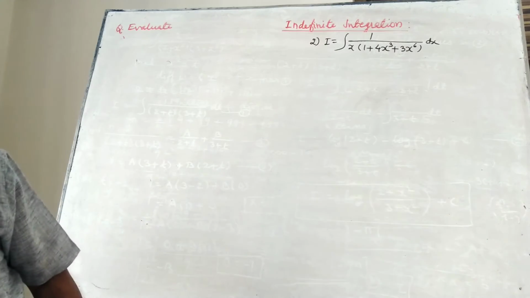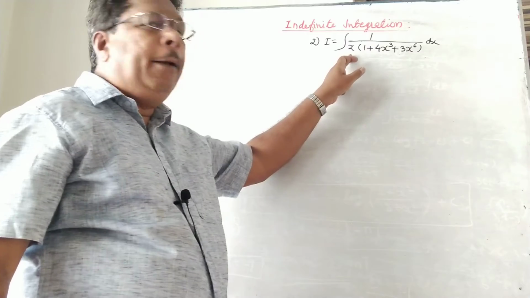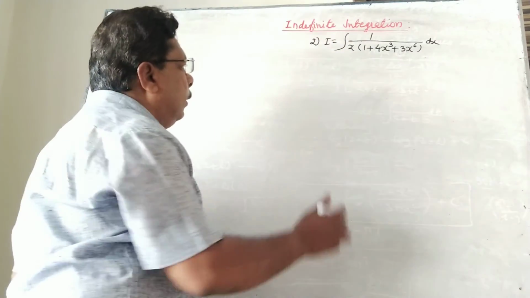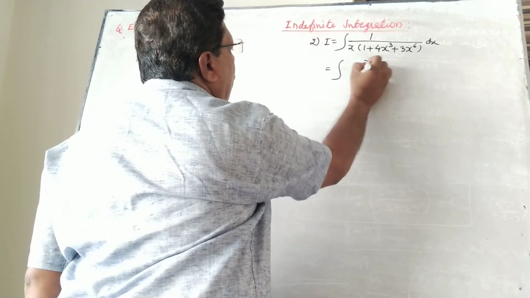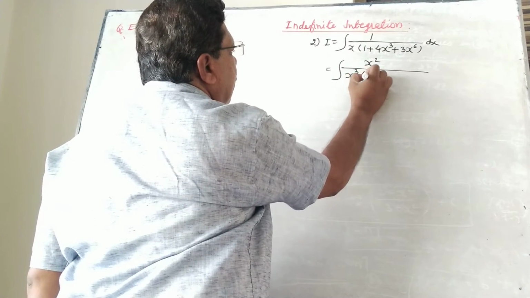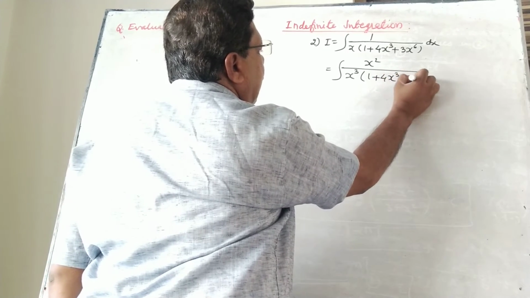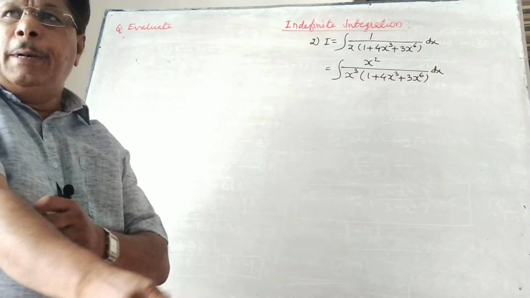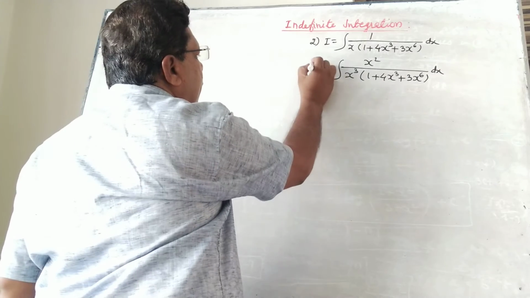What is the substitution here? Before taking the substitution, multiply and divide by x square to adjust the derivative of the substitution. So multiply and divide by x square. So it becomes x square upon x square into x, x cube, in bracket 1 plus 4x cube plus 3x raised to 6 dx.